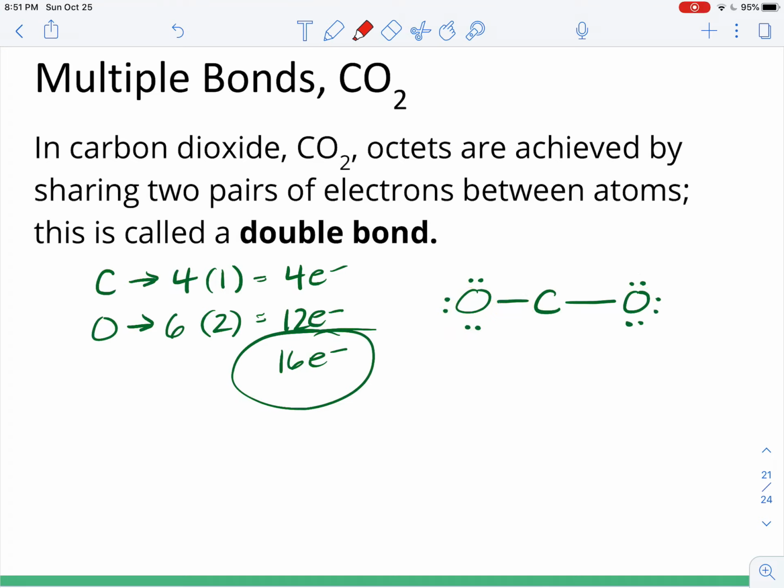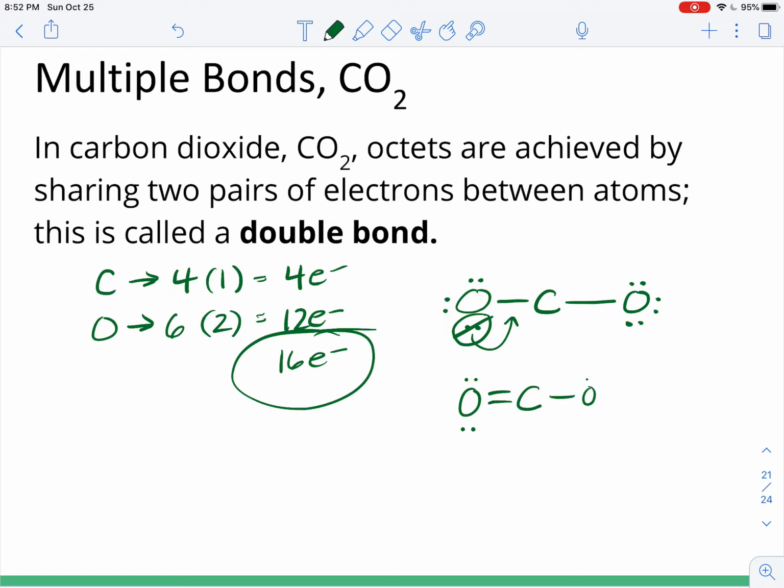So what we're actually going to do is erase one of the lone pairs. So I'm going to cross out this lone pair and say, okay, well, let's share those 2 electrons instead. So I'm going to redraw this with a double bond to carbon and this oxygen with only 2 lone pairs on it.